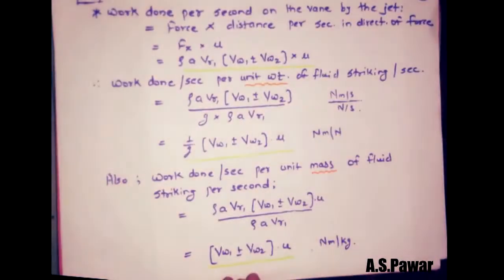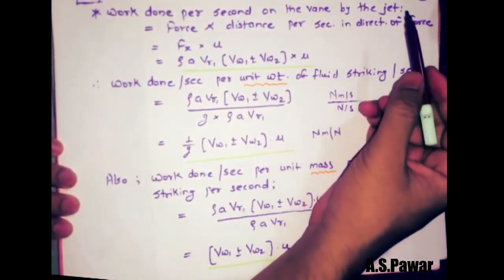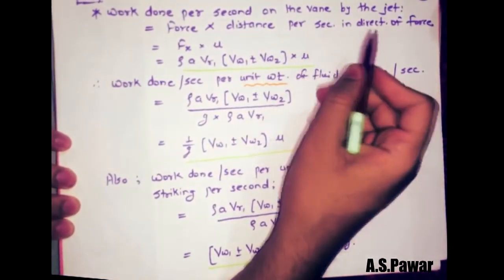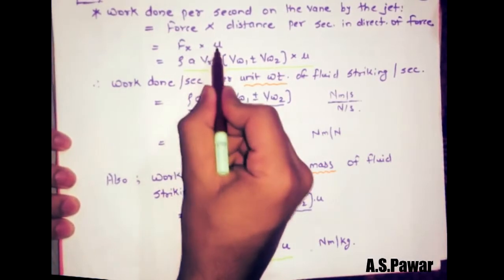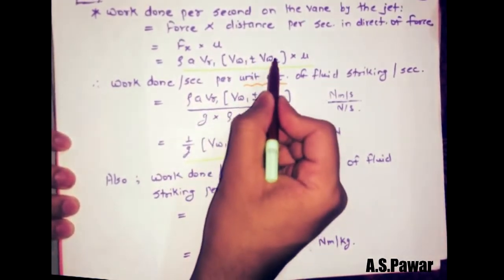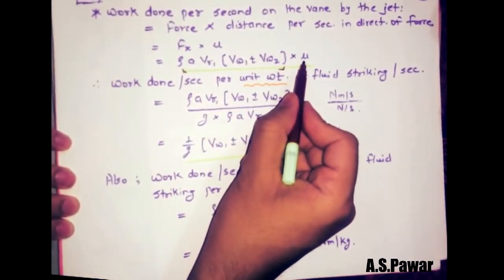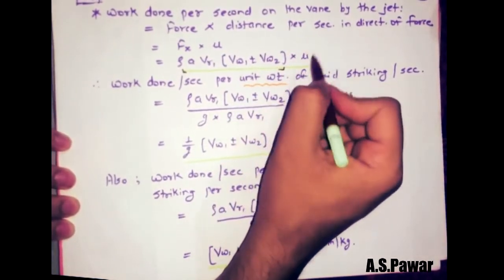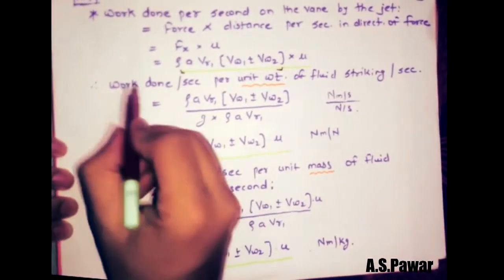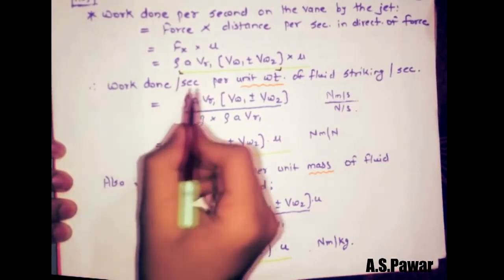Now next, we will find the work done per second on the vane by the jet. Work done will be equal to force into distance per second in the direction of force, so Fx into small u. So it will be equal to rho a vr1 into (vw1 plus or minus vw2), which is the value of Fx, into the velocity, distance per second, that means the velocity of the vane.